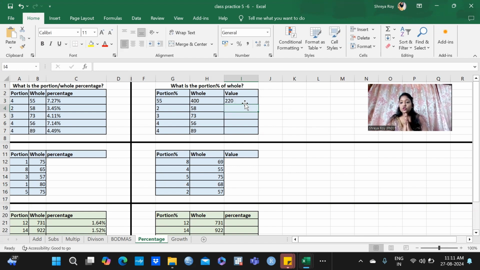Okay, so what did I do? Multiplied both the numbers and then divided it by 100. So it becomes 220. Okay, so that's how you do that.